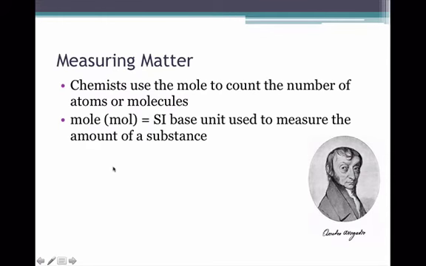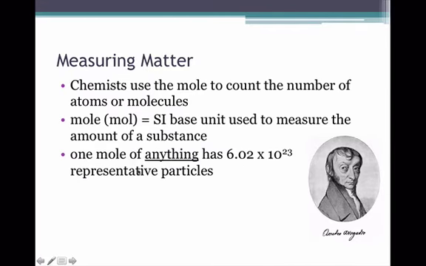When we're talking about chemistry, the most common counting unit we use is the mole. So chemists use the mole to count the number of atoms or molecules. And here is how we abbreviate it. All you do is you just drop the E. This is the SI base unit used to measure the amount of a substance. So just like length's SI unit was meters, mass was grams, the amount of a substance is going to be moles. And 1 mole of anything has 6.02 times 10 to the 23rd representative particles in it.